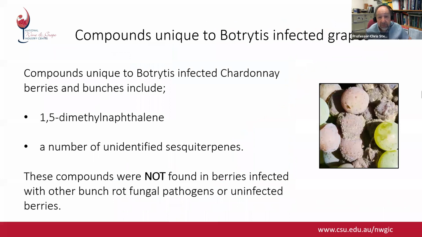So there are some compounds that are unique to Botrytis infected grapes, and this study was done with Chardonnay. That's the other thing to take into consideration, the variety you're looking at. But some of the ones are 1,5-dimethylnaphthalene and a number of these unidentified sesquiterpenes. And so these could potentially be used as markers for Botrytis contamination and perhaps a quantitative marker.